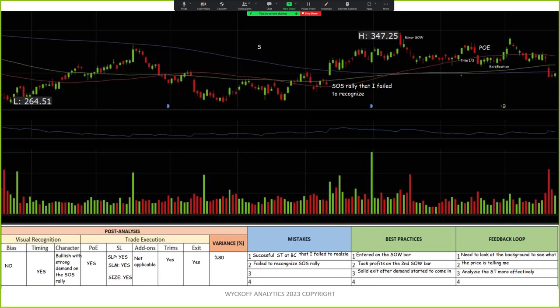Well, yeah, normally we associate POE with point of entry. A minor sign of weakness would almost never occur at the top of the range. That's a bottom concept. And a sign of strength rally preceding a short trade, not something that we would normally associate with a short trade. This is a long trade. So confusion on terminology, and understandably so.